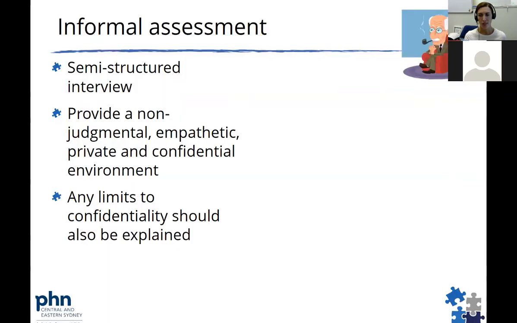And this should be in the form of a semi-structured interview in a non-judgmental, empathetic, private, and confidential environment. So if there are any limits to confidentiality, for example, with coerced clients or patients, or in a juvenile setting, these should be explained.